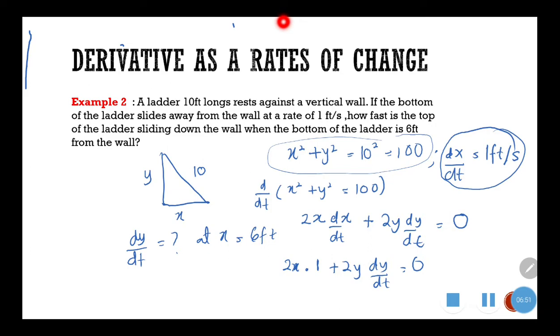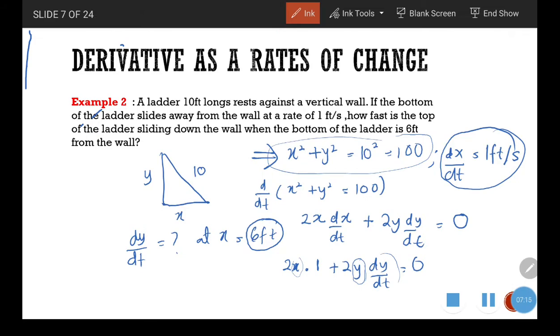Okay, so the question asks you to find what is dy/dt, but yet we have x here and we have y here. So x is equal to 6. But still we do not know what y is. We do not know the value of y, but we do have this equation. Okay, we do have this equation.